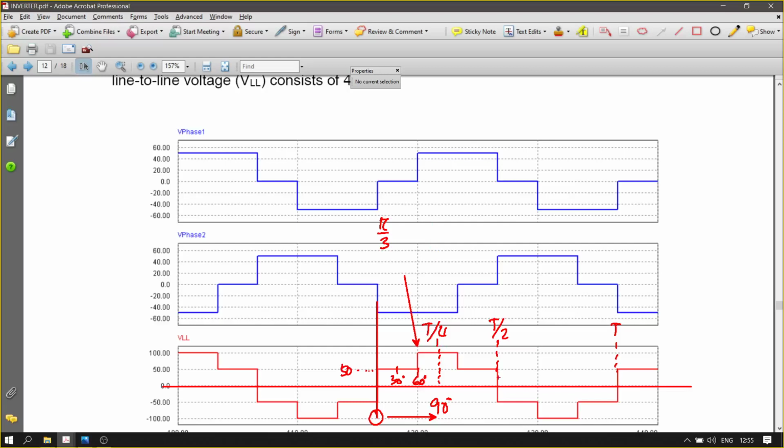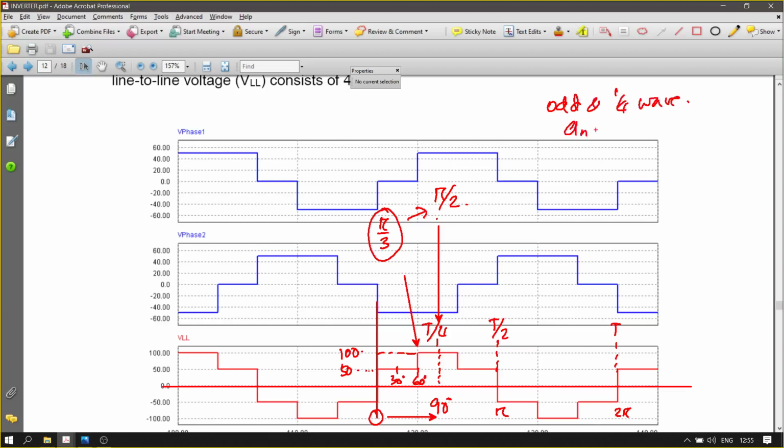Wait, this is pi, this is 2 pi, pi over 2, isn't it? So here you have pi over 2. So you have to evaluate from pi over 3 to pi over 2 for this value. So 50, and we have 100 volts. Okay. So still this is odd and quarter wave.